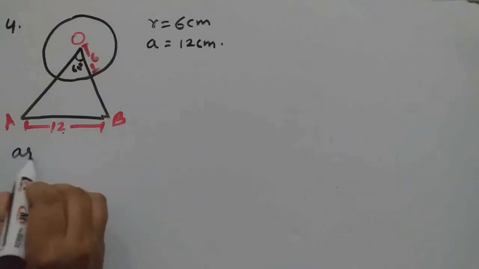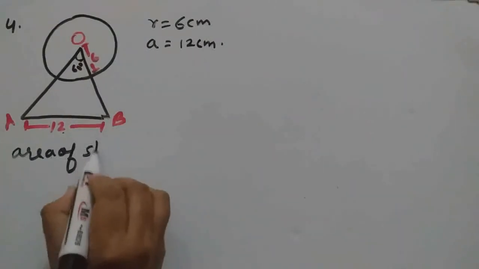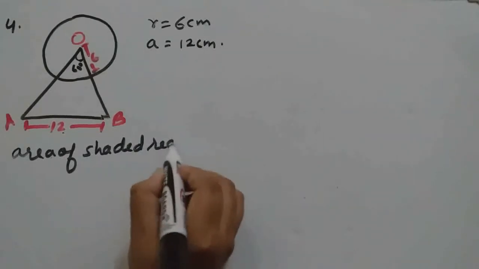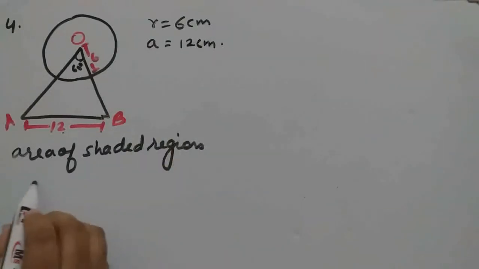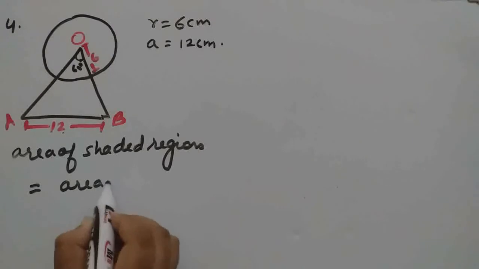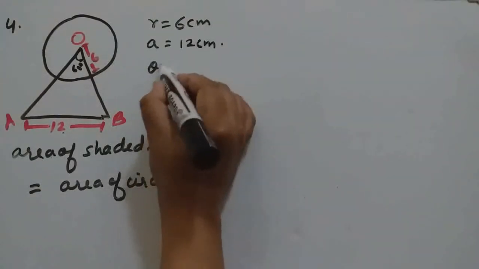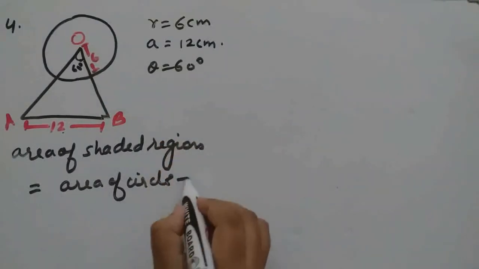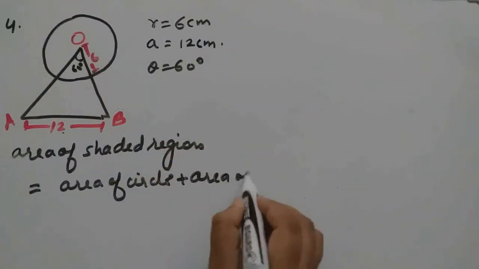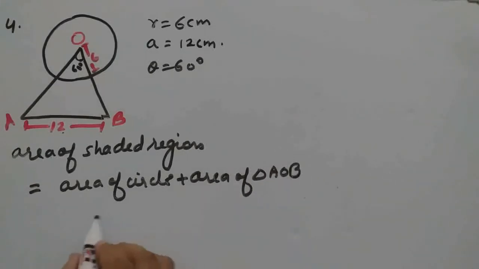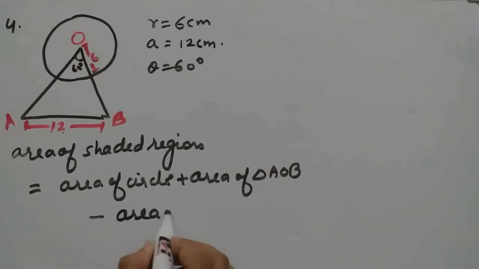So the area of the shaded region will be area of circle, theta is 60, plus area of triangle AOB we can write, minus area of sector.